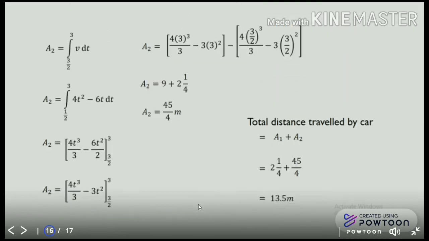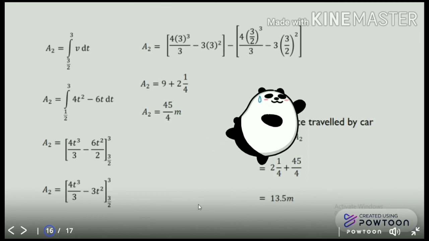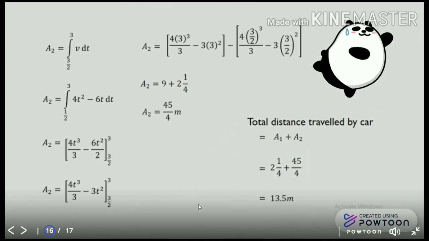So next, A2. So we need to integrate the equation v with the upper limit of 3 and the lower limit of 3/2. The next step is we need to substitute the equation. So it will be 4t squared minus 6t. The next step is we need to add the power by 1 and divide the equation by the power added. So it will be 4t cubed over 3 minus 6t squared over 2 with the upper limit of 3 and the lower limit of 3/2.